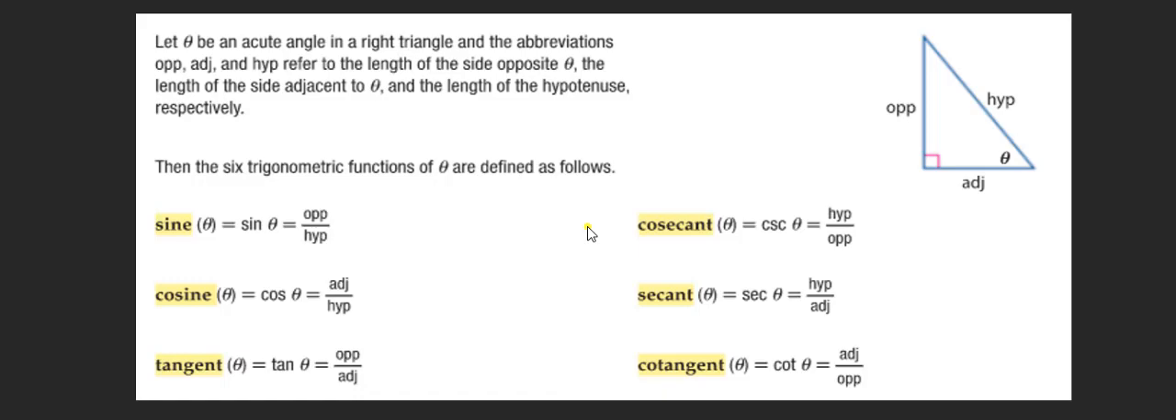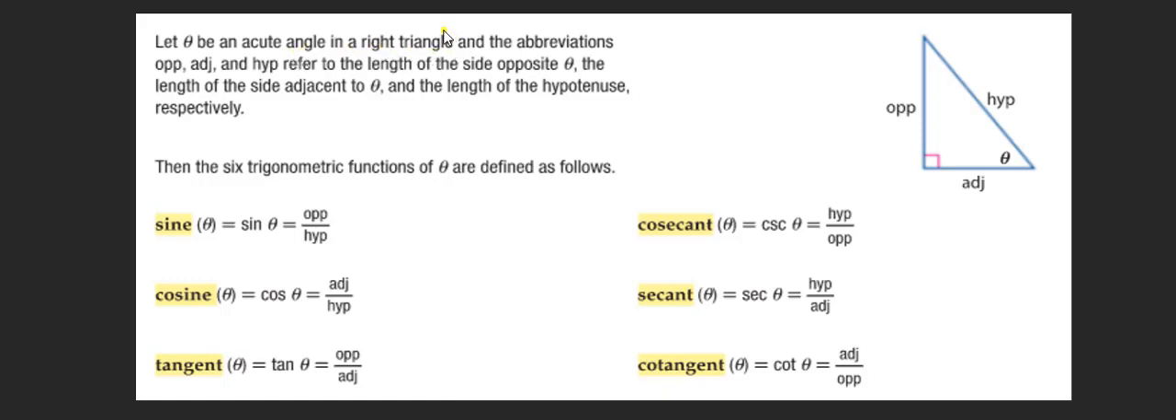In this video, we're going to talk about right triangle trigonometry. Let's review from geometry. Let theta be an acute angle. What is an acute angle? It's an angle that is between 0 and 90, greater than 0 and less than 90.